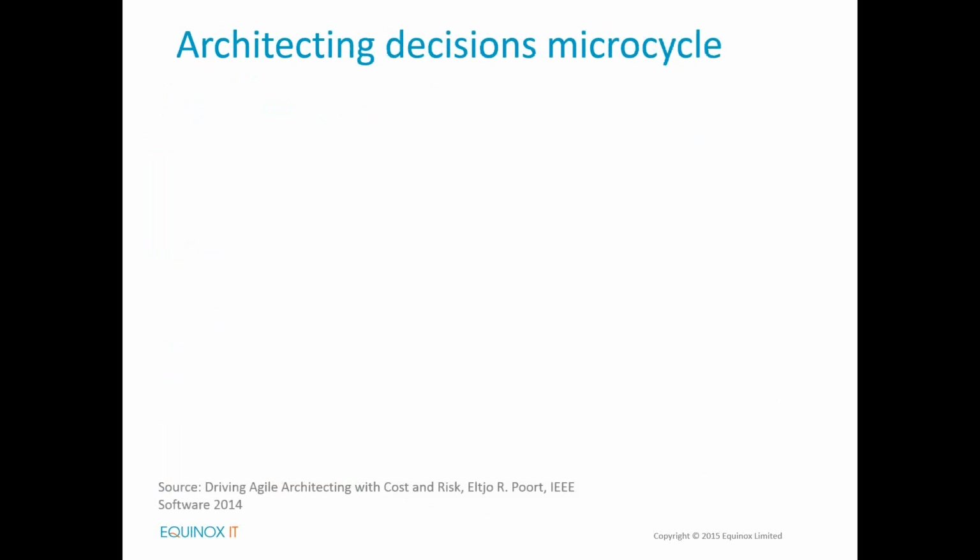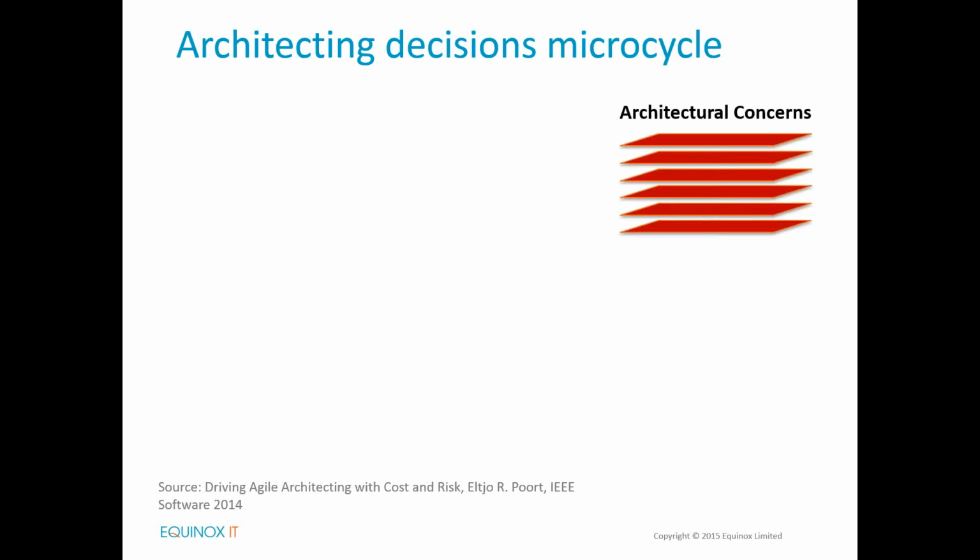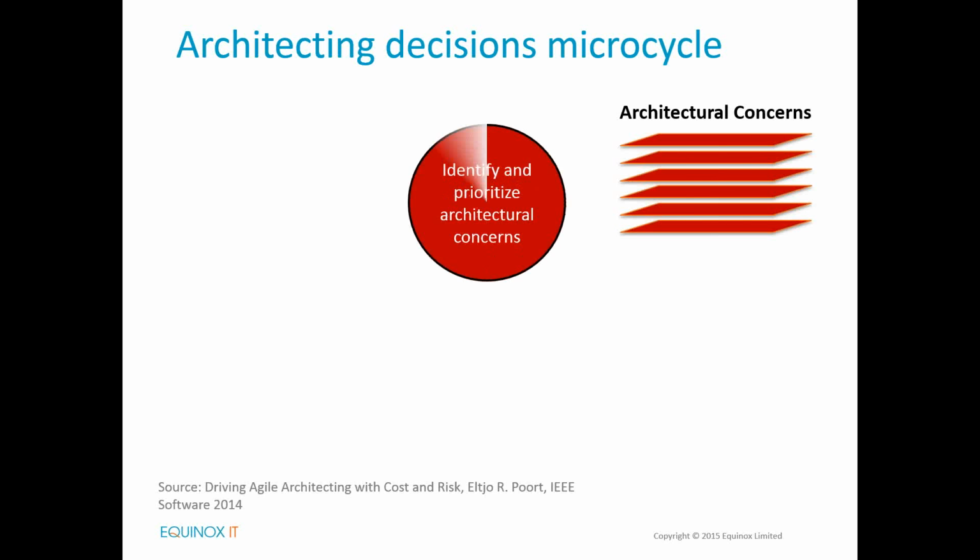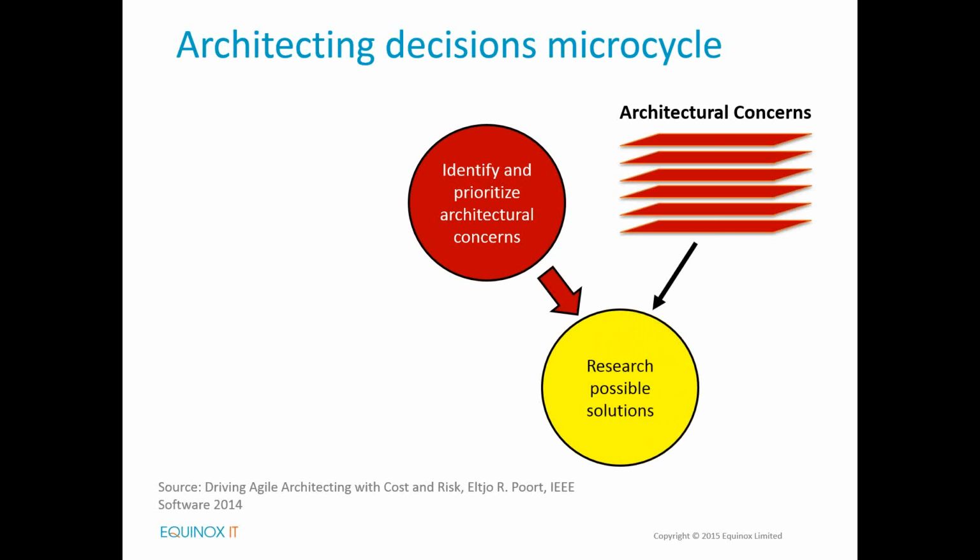What I'm going to describe now came from Olaf Zimmermann, from an article in IEEE Software magazine, and he describes what he calls the architecting decision microcycle. It works as follows. Essentially, you have architectural concerns which have been identified by the architect or others, and you need to identify and prioritise those concerns, so the ones that are pressing are addressed first. You then figure out the options that are available for addressing those concerns. That may involve doing some research, maybe even some spike development or evaluation of options.